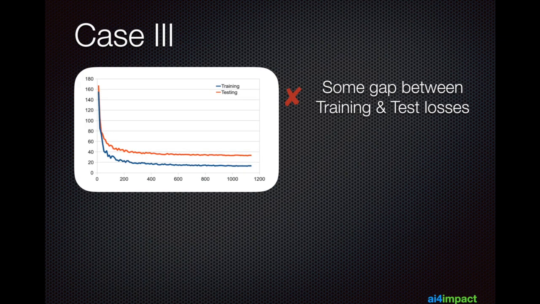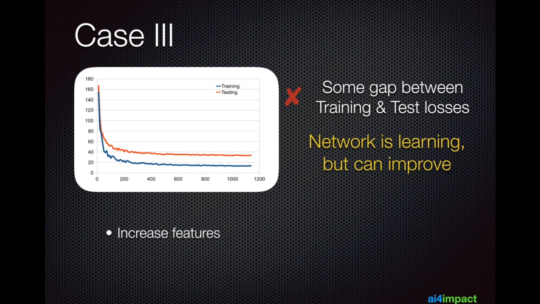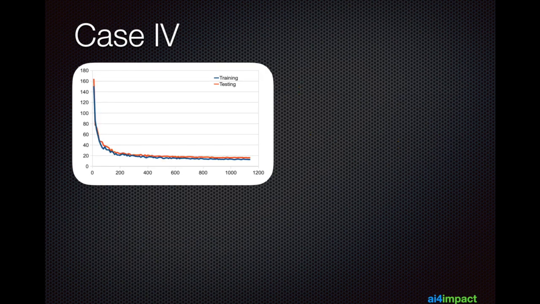In the third scenario, there might be some gap between the training and test losses. This means that the network is learning but can improve. You want to try increasing the features or fine-tune your existing features, or perhaps check if the gap is again due to noise. In the final scenario, your training and test losses look very good.